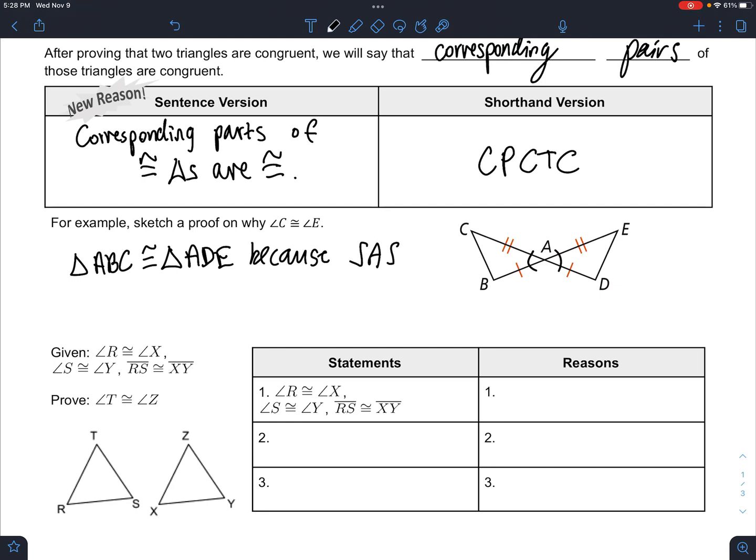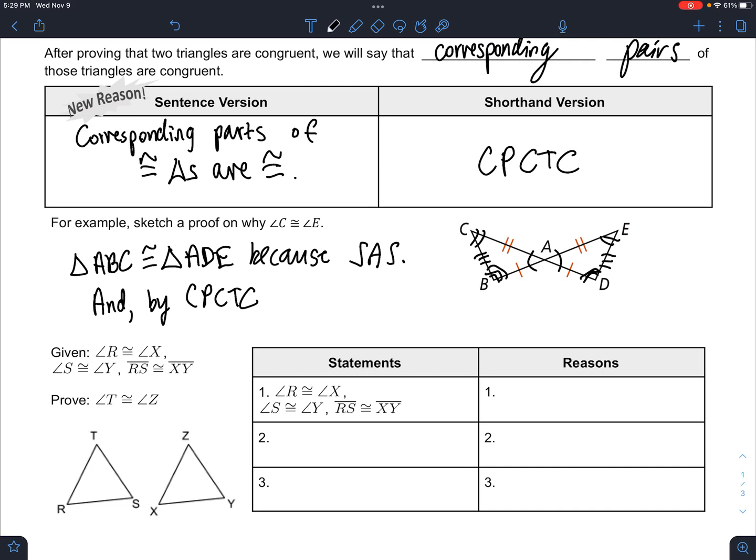Okay? And by CPCTC just means that because we know the triangles are congruent, we know that these match up. We know that these match up. And we know that these match up, right? Because congruent triangles have everything matching.